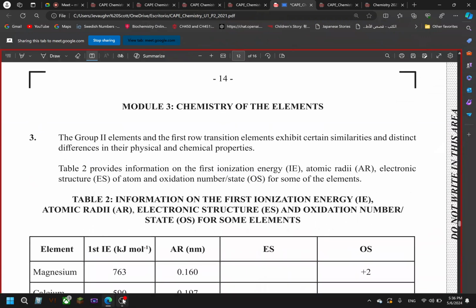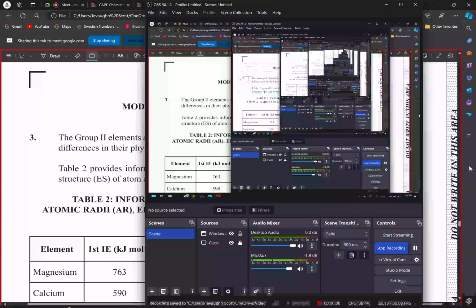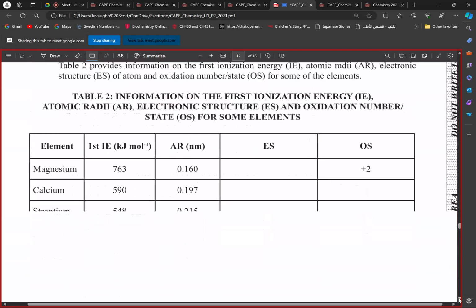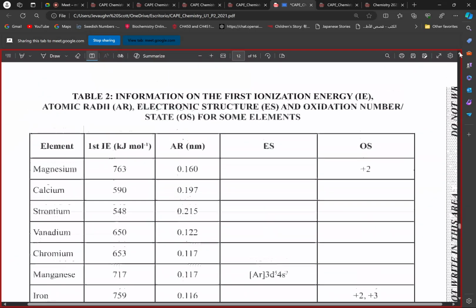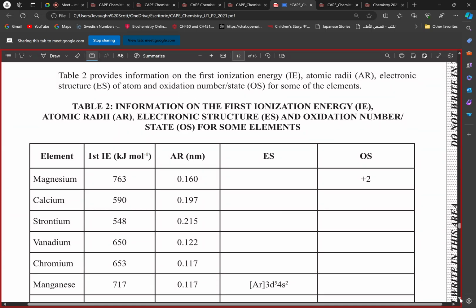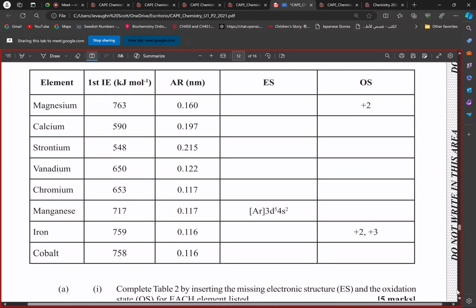The group 2 elements and the first row transition elements exhibit similar characteristics and distinct differences in their physical and chemical properties. Table 2 provides information on the first ionization energies, atomic radii, electronic structures of the atom, and oxidation states of some of the elements. So we have magnesium, calcium, strontium, vanadium, chromium, manganese, iron, and cobalt.